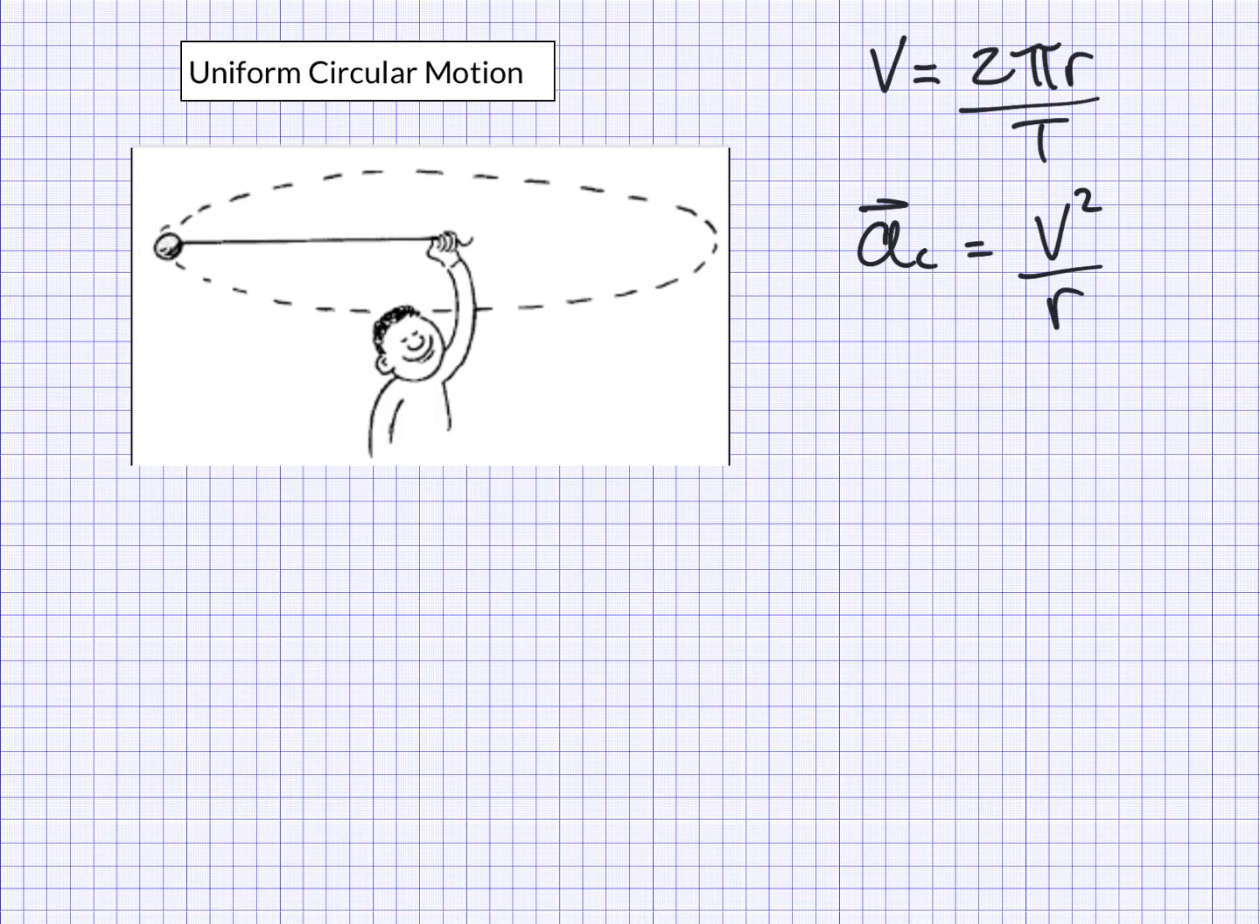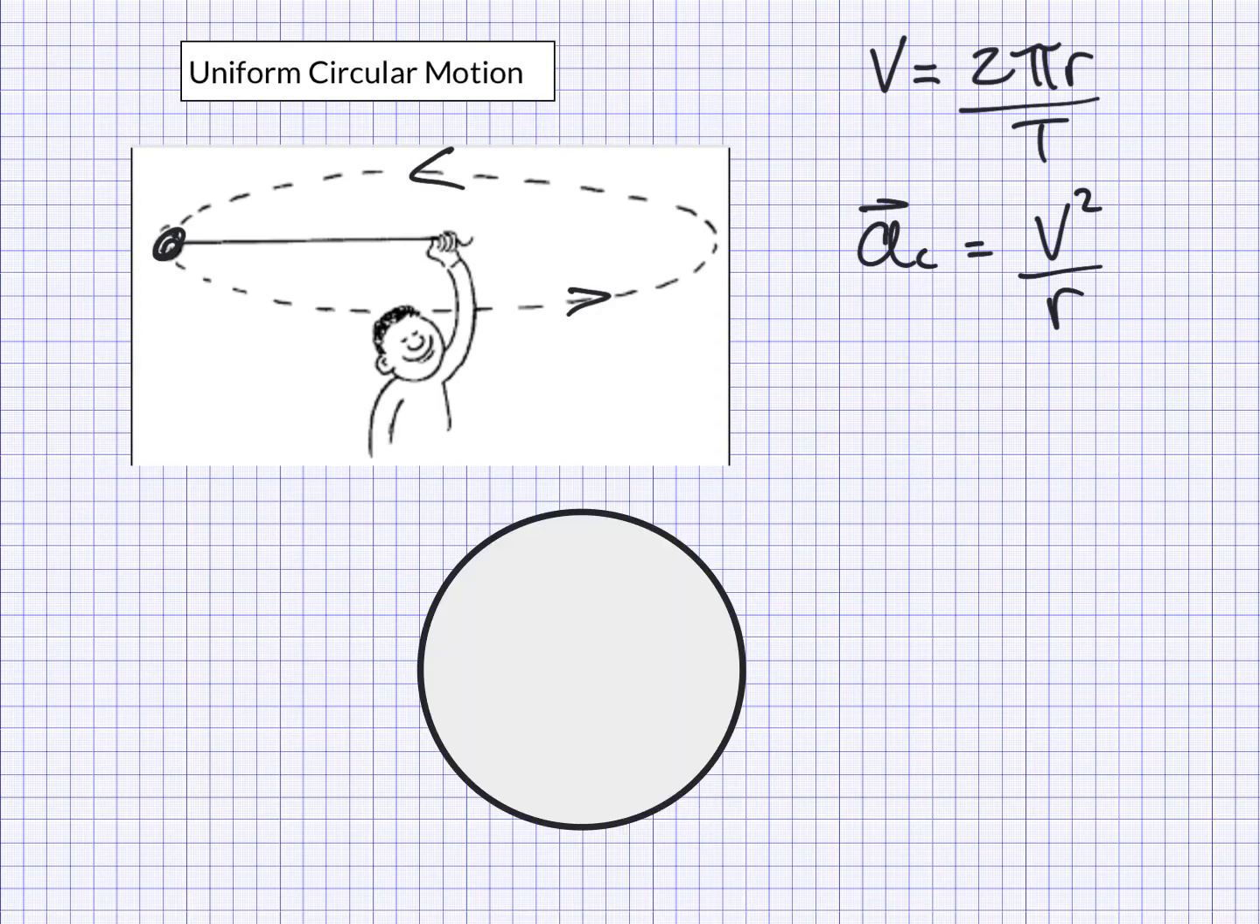Let's first of all look at a situation. Here I've got my cartoon character spinning a mass on a string above his head. The mass is clearly traveling in a circular motion. And if we were to look at this from above, we should see, obviously, a circle that looks kind of like this. And that circle, of course, would have a radius.